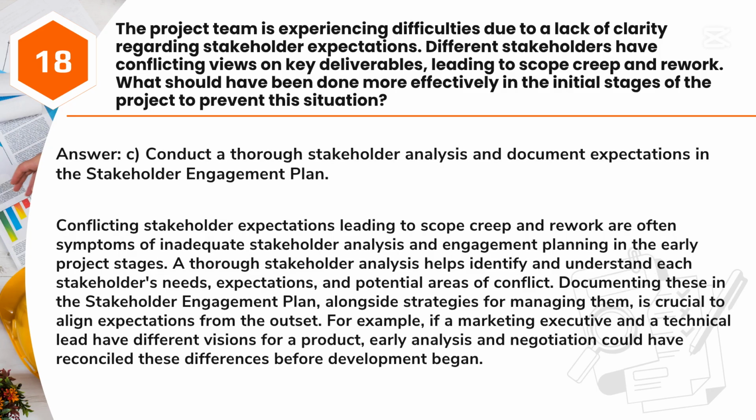Answer: C. Conduct a thorough stakeholder analysis and document expectations in the stakeholder engagement plan. Conflicting stakeholder expectations leading to scope creep and rework are often symptoms of inadequate stakeholder analysis and engagement planning in the early project stages. A thorough stakeholder analysis helps identify and understand each stakeholder's needs, expectations, and potential areas of conflict. Documenting these in the stakeholder engagement plan, alongside strategies for managing them, is crucial to align expectations from the outset.